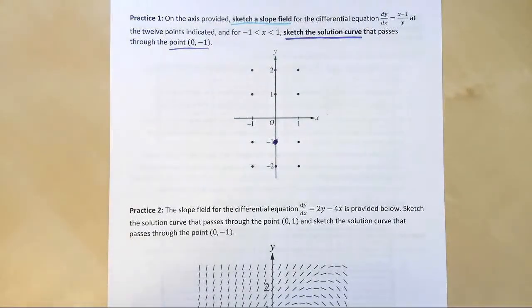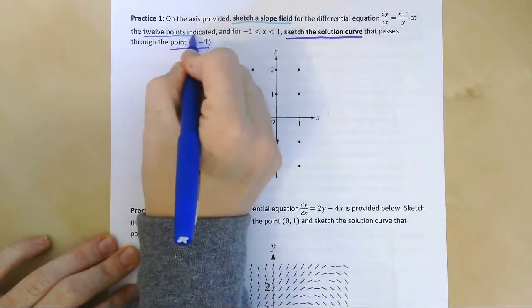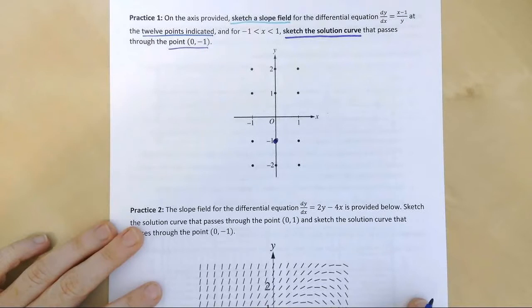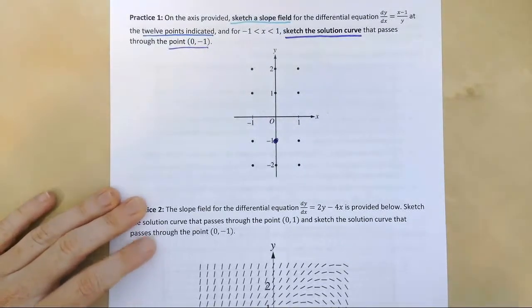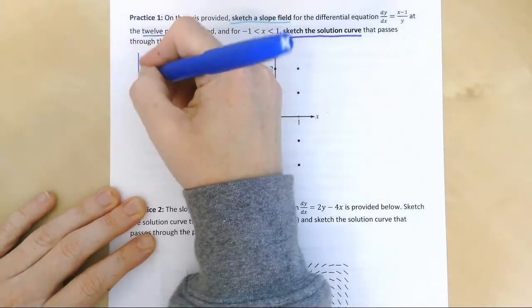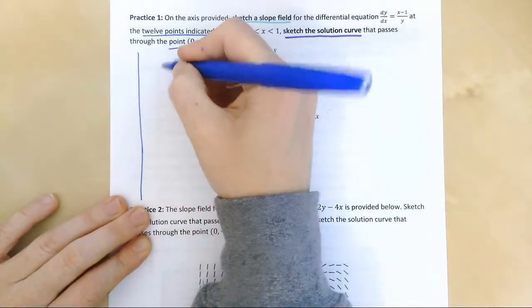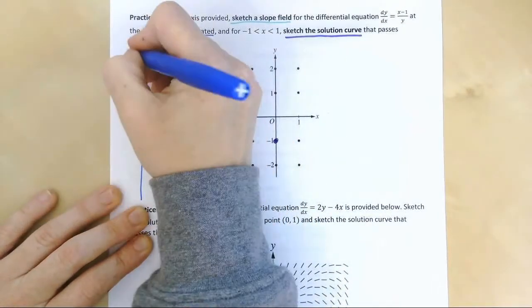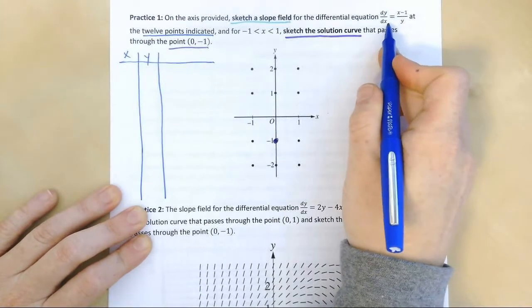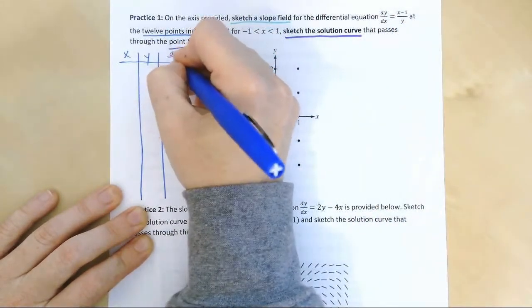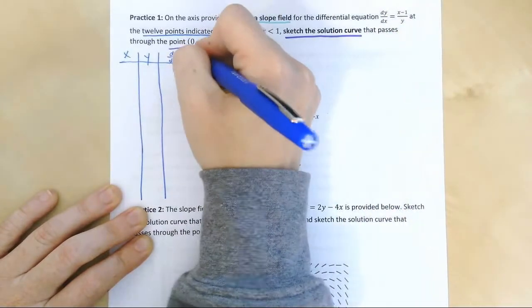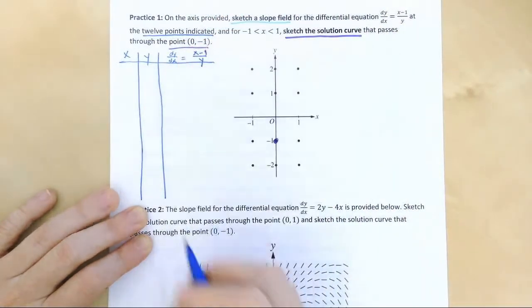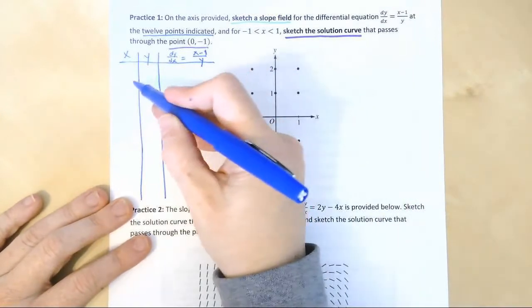All right. So how would we do this problem? This is kind of a pain. This one asks you to sketch it at more points than normal, 12 points indicated. That's a lot of points. Sometimes it'll just be 5 points. That's a lot nicer. So the first thing we're going to do is our XY table, with x, y, and the diffy Q, dy/dx equals x minus 1 over y. Then we have to put all of these points in our xy.